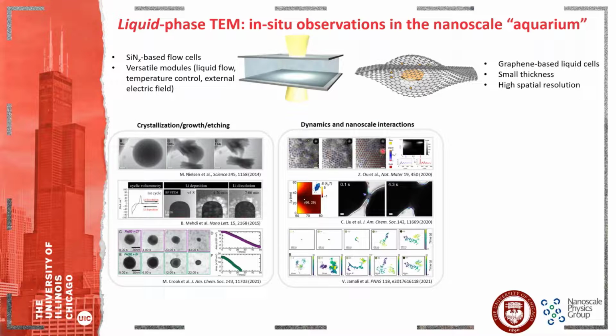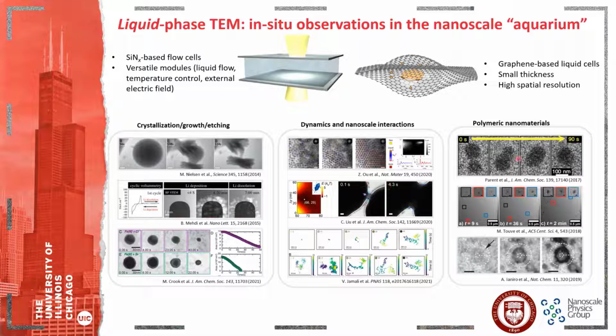You can also study the dynamic and nanoscale interaction of larger scale particles under external stimuli. There are a couple of examples and a couple of references shown here about the various observations. And finally, you can look at the formation or the properties of polymeric materials, which are obviously very soft materials, in a liquid environment using high resolution imaging in the liquid cell of either form.